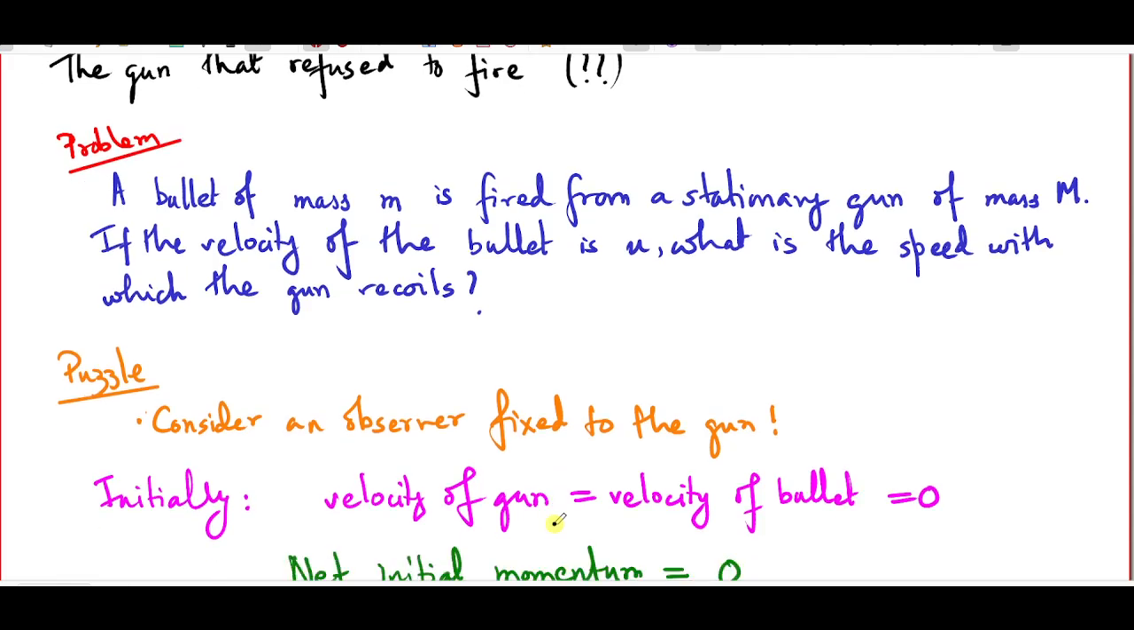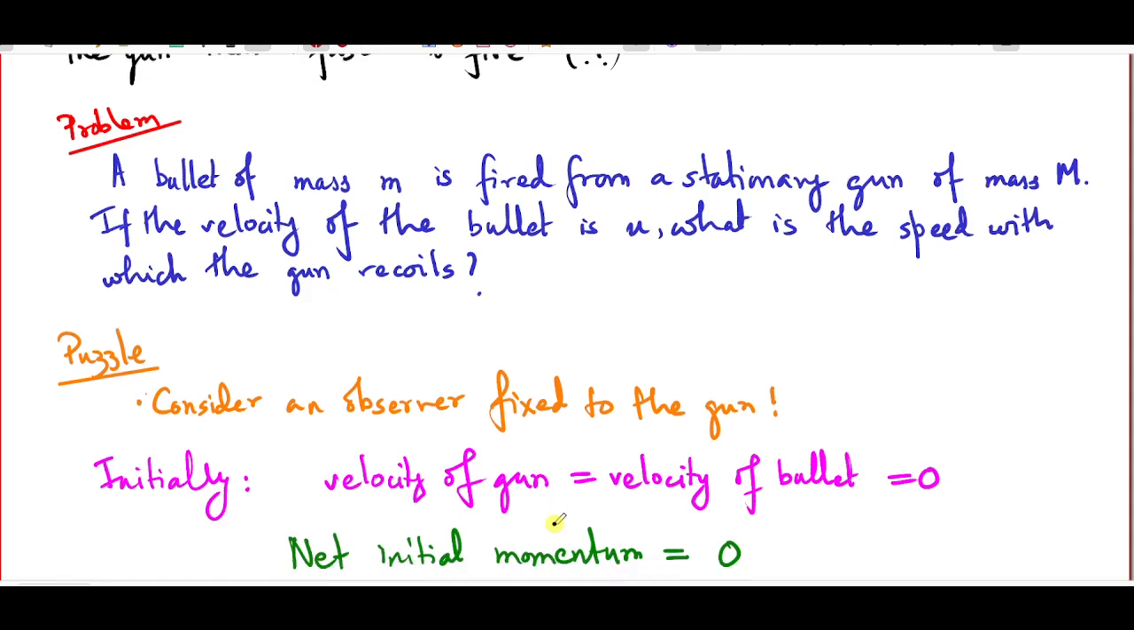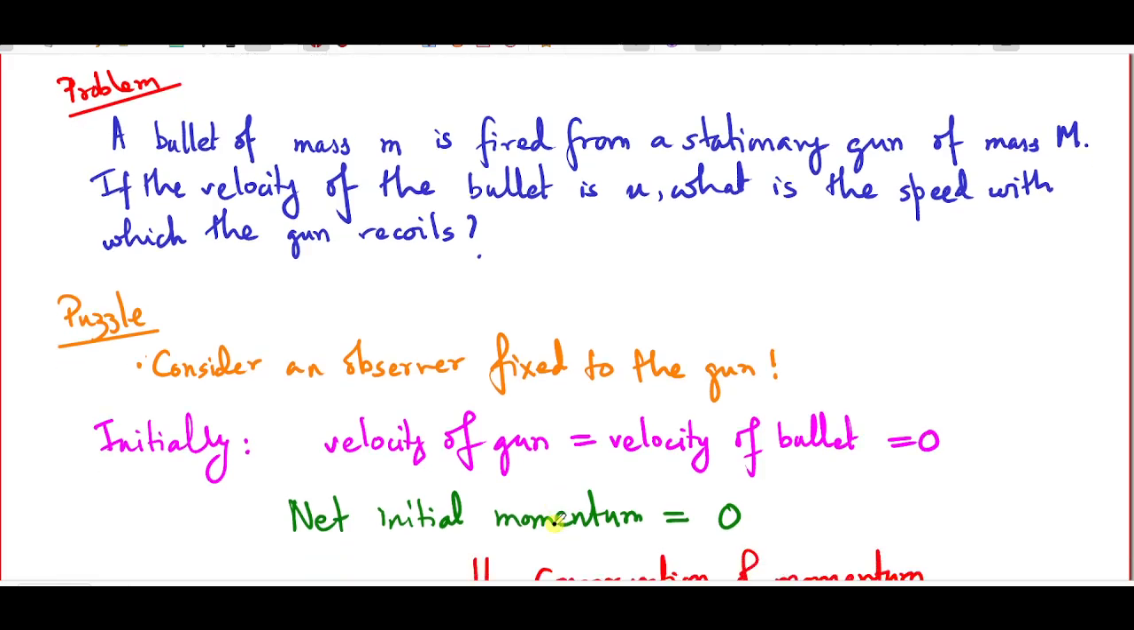Now initially, both the gun and the bullet are at rest with respect to this observer. So the velocity of the gun and the velocity of the bullet is 0. Here, of course, everything is going to happen in one dimension, so we are not really treating the vector nature of the velocity. We are just talking about the speeds here, with, of course, the sign taken into account. Now, since the velocity of the gun and velocity of the bullet are both 0, the net initial momentum of the gun plus bullet system is 0.